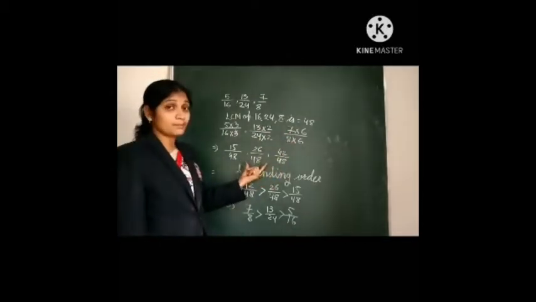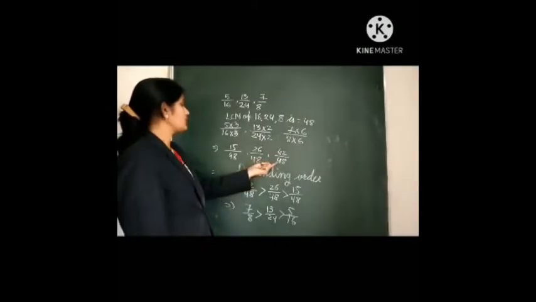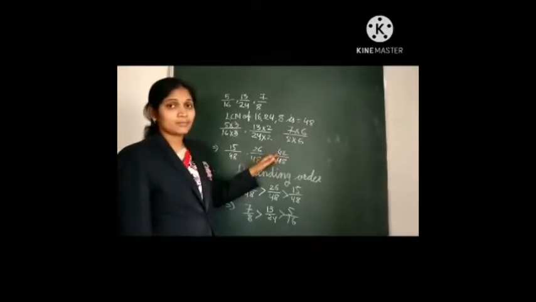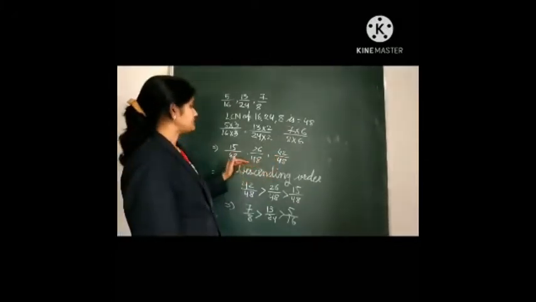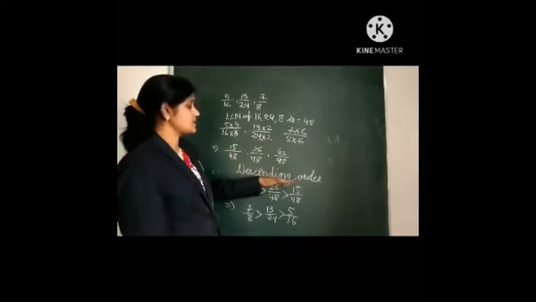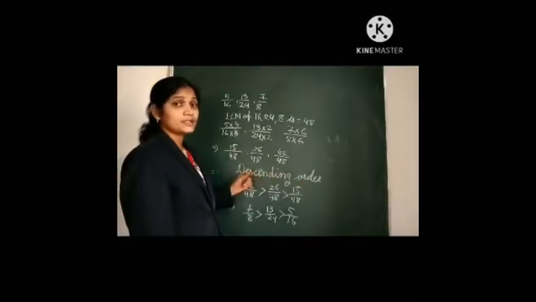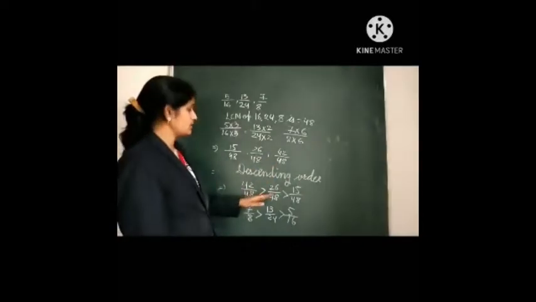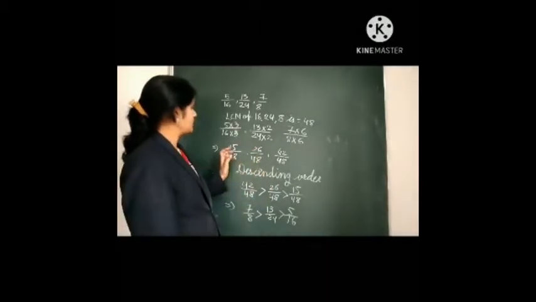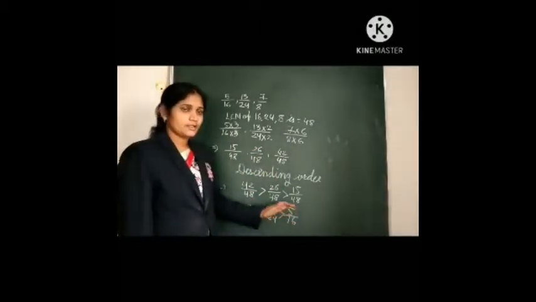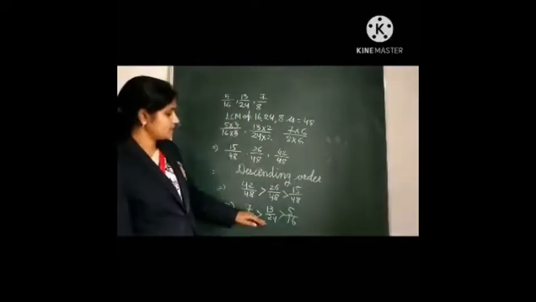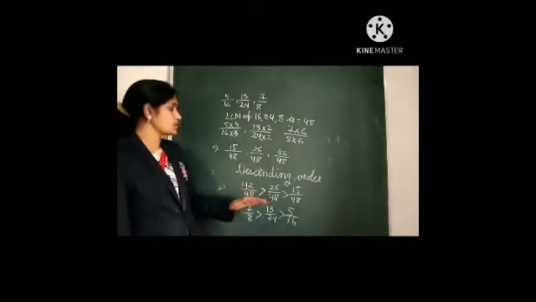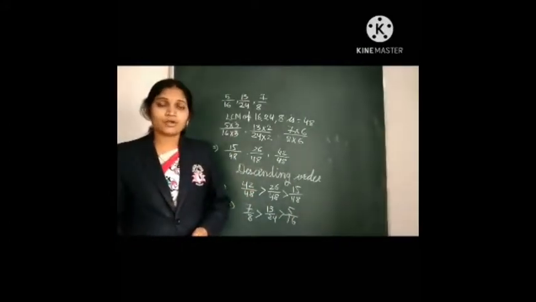Now it is easy to compare which fraction is bigger. If denominators are the same, then the bigger numerator is the bigger fraction. So students, here we want to write in the descending order. First we have to write the biggest fraction. So 42 upon 48 is the biggest fraction. Then 26 upon 48, then 15 upon 48. Now 7 upon 8 is bigger than 13 upon 24, which is bigger than 5 upon 16. In such a way we can solve an example of ascending order also.